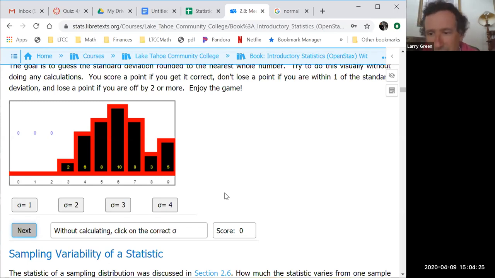Maybe about 1 more minute. Hopefully you're playing all. Because what I found is if you play this, you'll get used to it and then you'll get a feel for the standard deviation. That's the whole purpose.